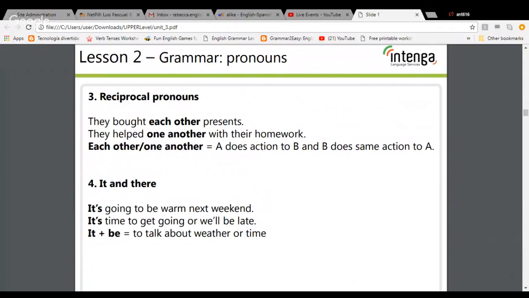Okay. And then the last one, in this case, each other and one another. Basically, what they mean is what you said. One person does something for someone else, and that someone else does something for the other person. So we say reciprocal because it's reciprocated between the two people. To reciprocate means to do something that someone else did to you, to imitate someone else's actions.